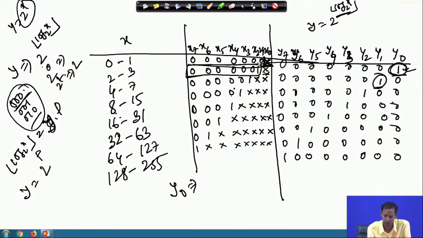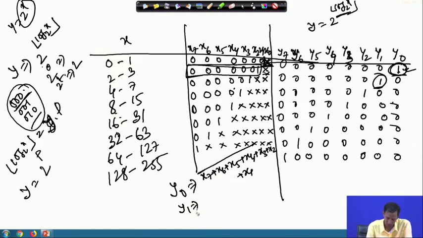So, y0 means what? When all these bits are 0, then it is 1. So, that will be just the bar of x7 plus x6 plus x5 plus x4 plus x3 plus x2 plus x1. So, the OR of all these bits, complemented, gives you y0.